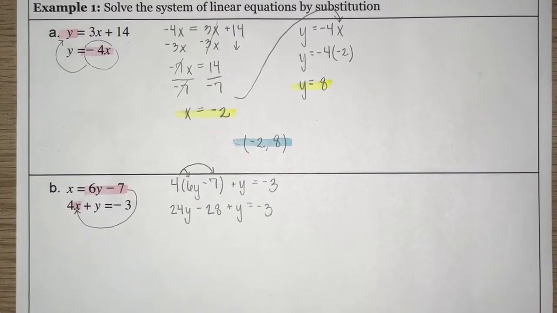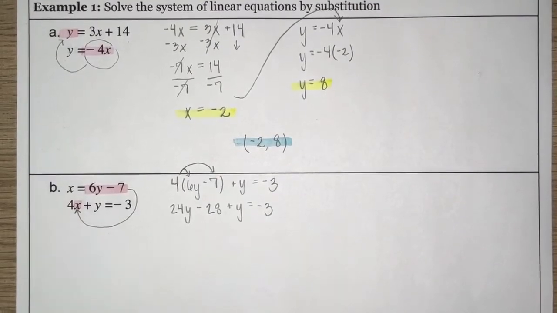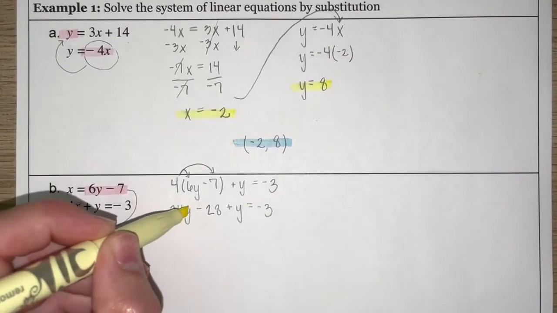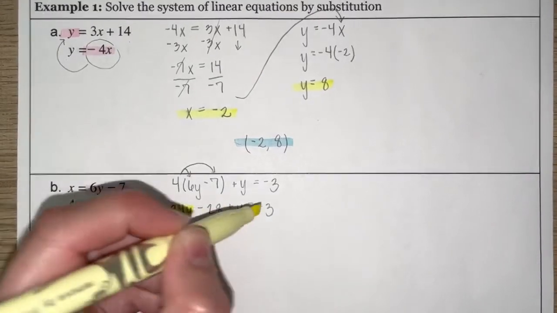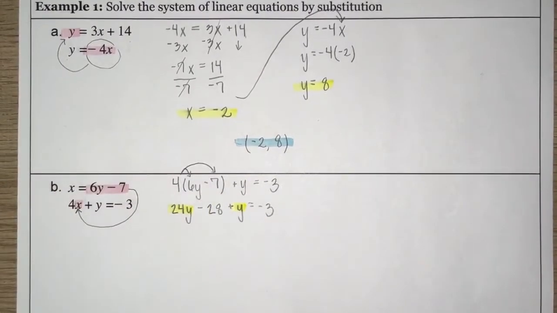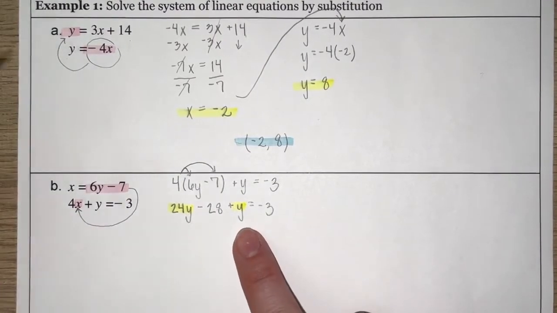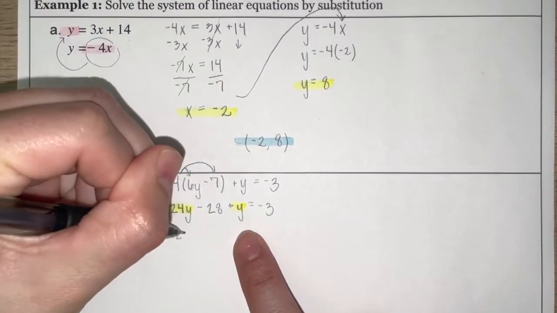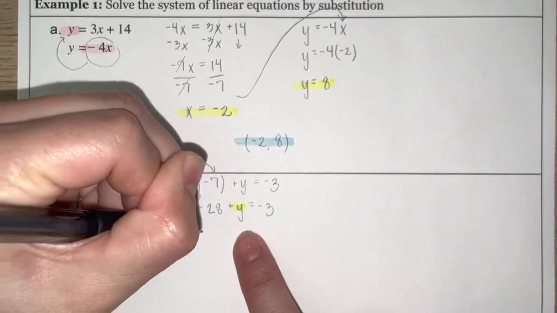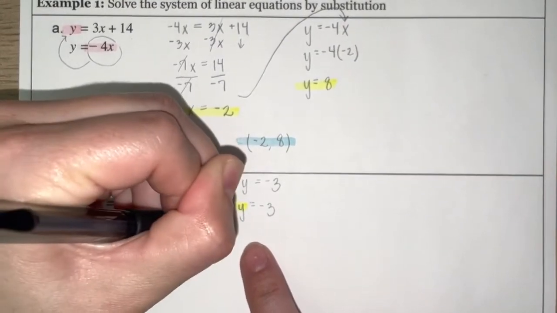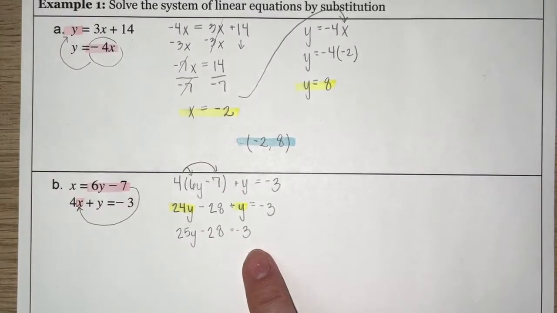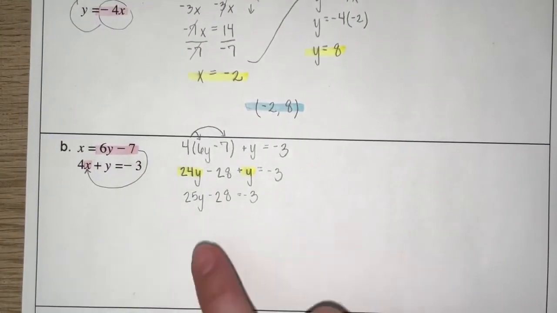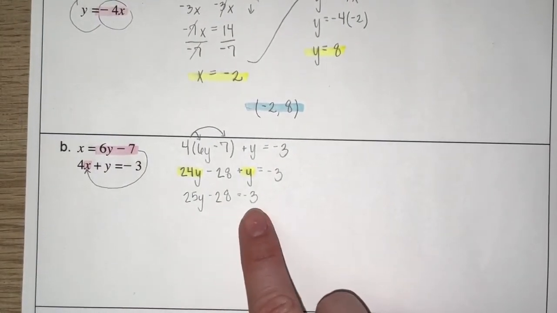And then we have some like terms that we can simplify. We can combine like terms, which just have the same variable with the same exponent. So 24y and 1y combine: 24y plus another y becomes 25y. Minus 28 equals -3. So now I have 25y minus 28 equals -3.